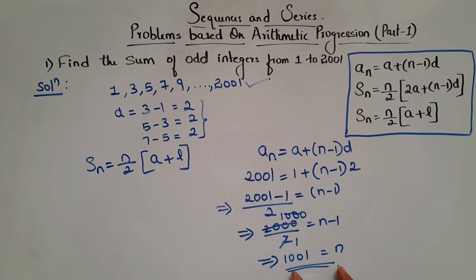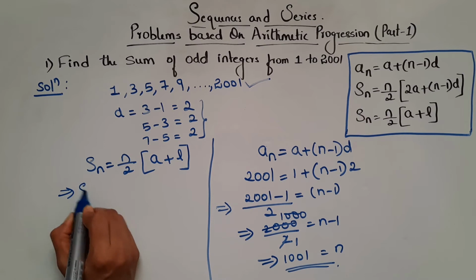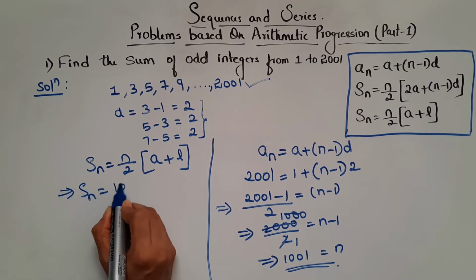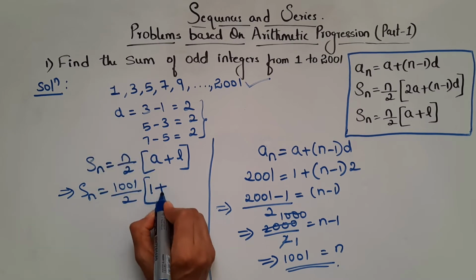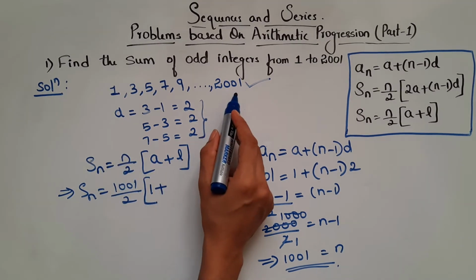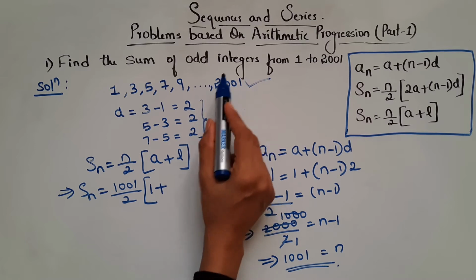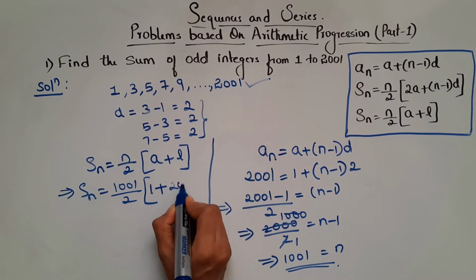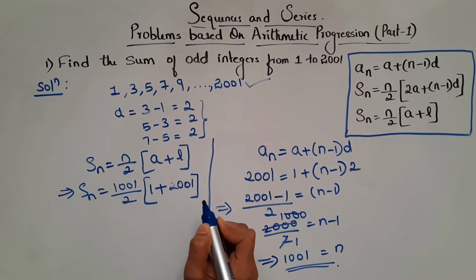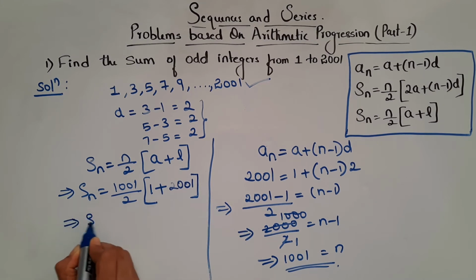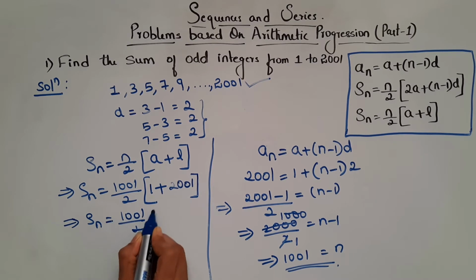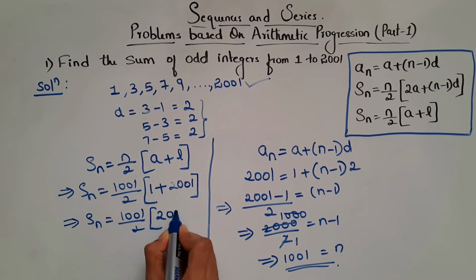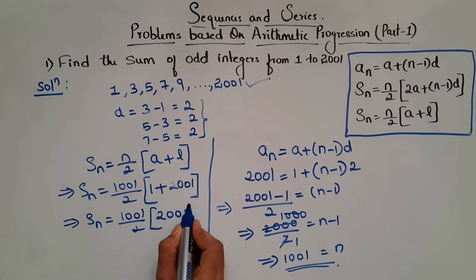Now let's substitute this n in the sum equation. So Sn is equal to n, which is 1001, by 2 into a, which is 1, plus l. l is nothing but the last term. In this sequence, the last term is 2001, right? So l is 2001. Let's simplify. Sn is equal to 1001 by 2 into 2002. You add 1 to this.